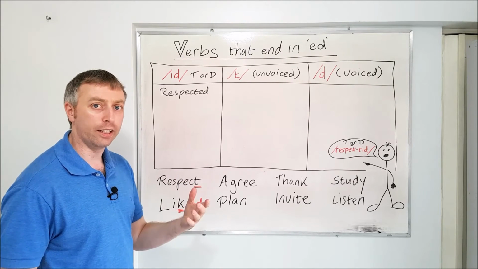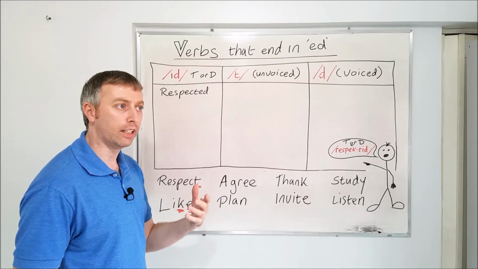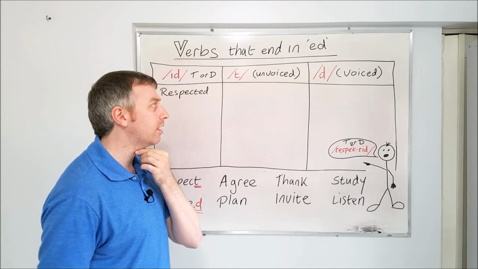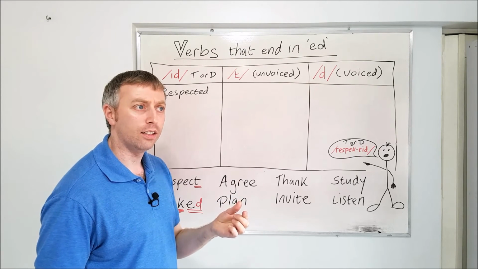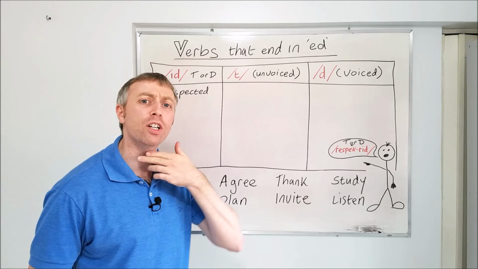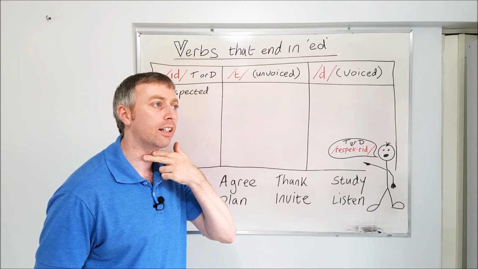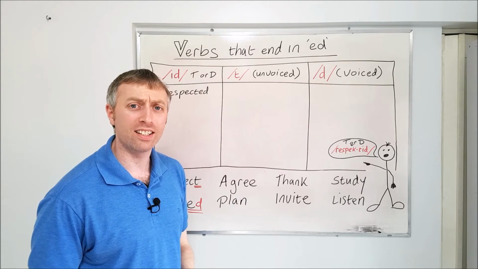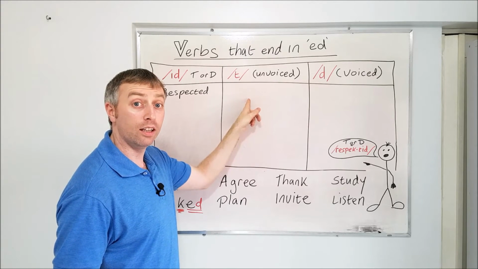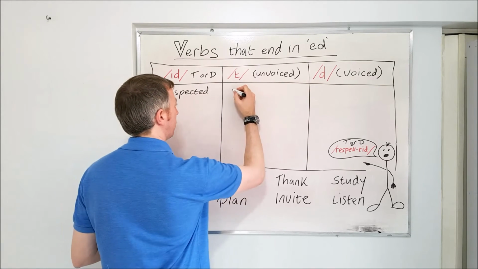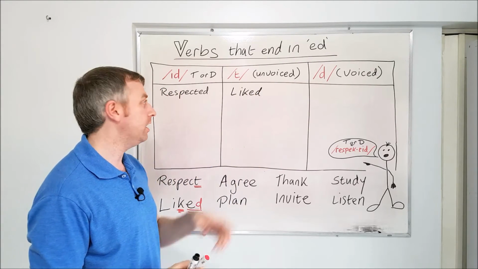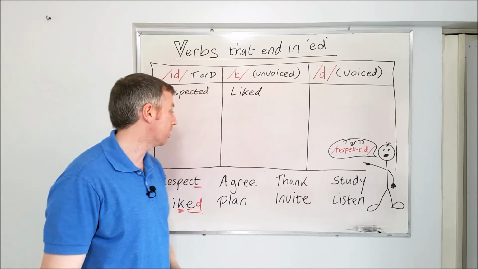So when we say like, that K sound, K, K. Is that voiced? K, K. That's unvoiced. I don't make any sound. I don't feel vibration here. So in that case, it's unvoiced, so it has to go here. So it's liked. Okay, so there's one. We got liked, because that K has a K sound, which is unvoiced.